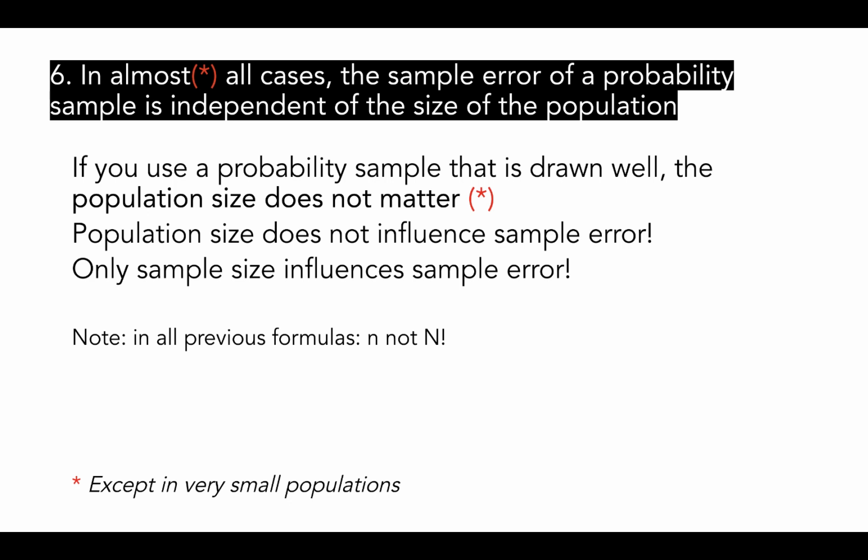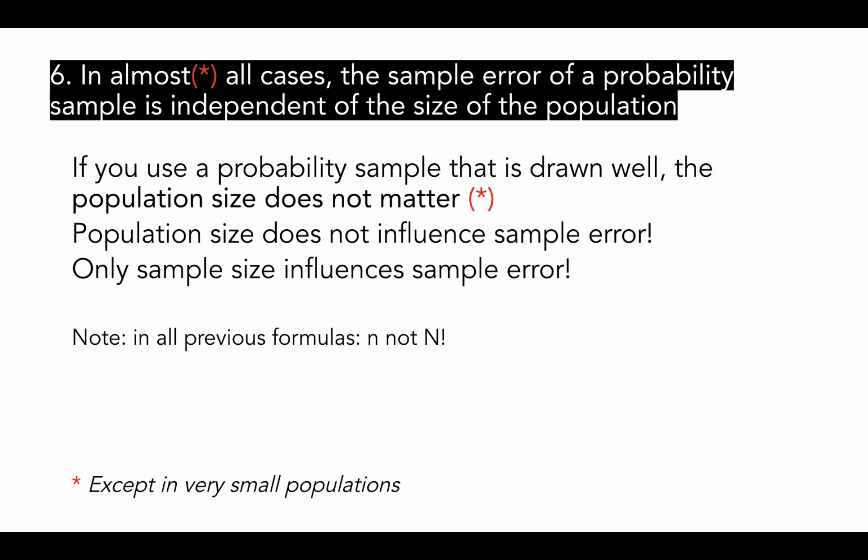The sixth axiom is that in almost all cases, and I do say almost because there's one exception, the sample error of a probability sample is independent of the size of the population. So you probably noticed, or you may not have noticed, that in the previous formula that we covered, only small n, the non-capitalized n, was shown. That's because that was the size of the sample. Now, capital N, which is the size of the population, is nowhere to be found. We don't even talk about it. That's because the size of the population doesn't matter. It doesn't influence your sample error.